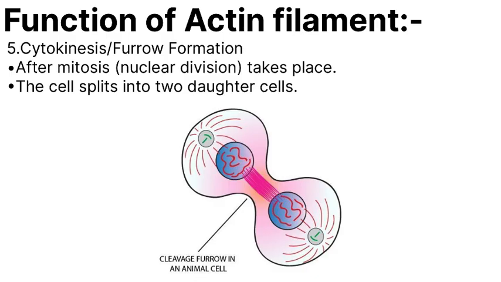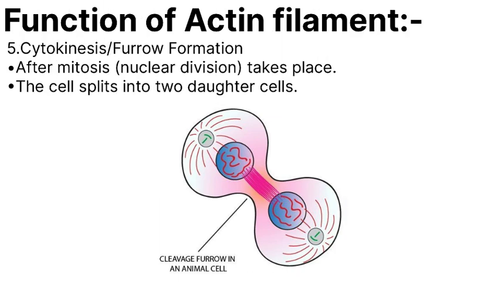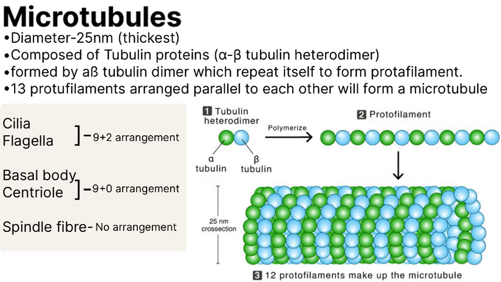Fortunately, you will read more about it in the next chapter, cell cycle and cell division. For now, you can remember that actin and myosin both work together to pinch the cell into two cells by the process called cytokinesis. Then we have microtubules.